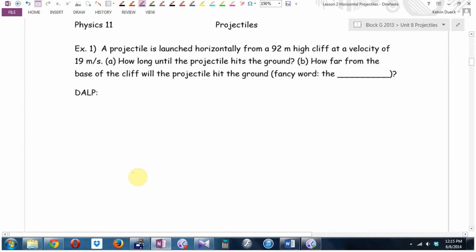Projectile is launched horizontally. All of us underline the word horizontally. That's important. From a 92-meter high cliff at a velocity of 19 meters per second, A says, how long until the projectile hits the ground? B says, how far from the base of the cliff will the projectile hit the ground? By the way, let's draw a picture. There's my cliff, 92 meters high. And there's my projectile. How fast? 19 meters per second.